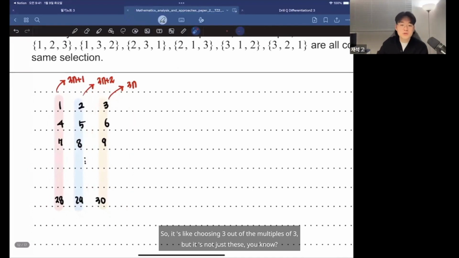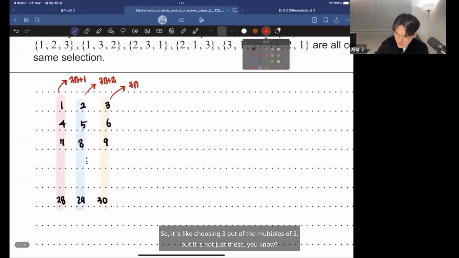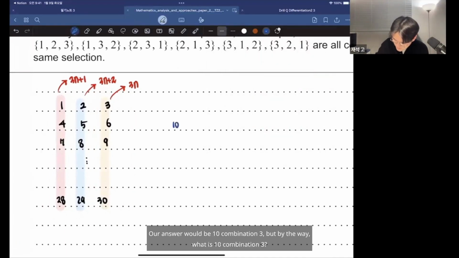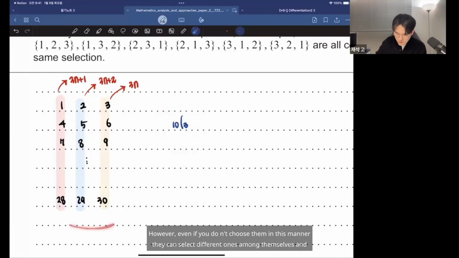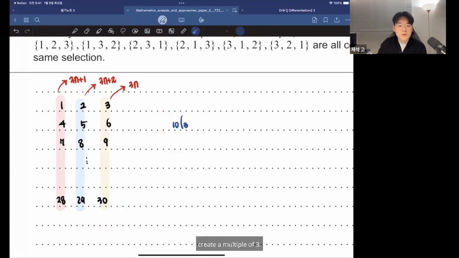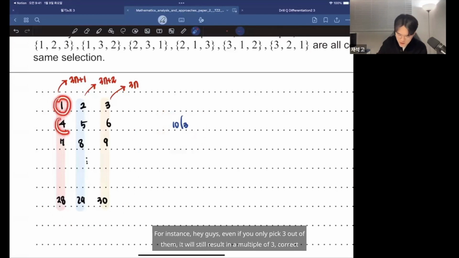So it's like choosing 3 out of the multiples of 3. Our answer would be 10 combination 3, but by the way, what is 10 combination 3? You're just selecting 3 out of these 10, so naturally it should be a multiple of 3. However, even if you don't choose them in this manner, they can select different ones among themselves and create a multiple of 3. For instance, even if you only pick 3 out of them, it will still result in a multiple of 3, correct?